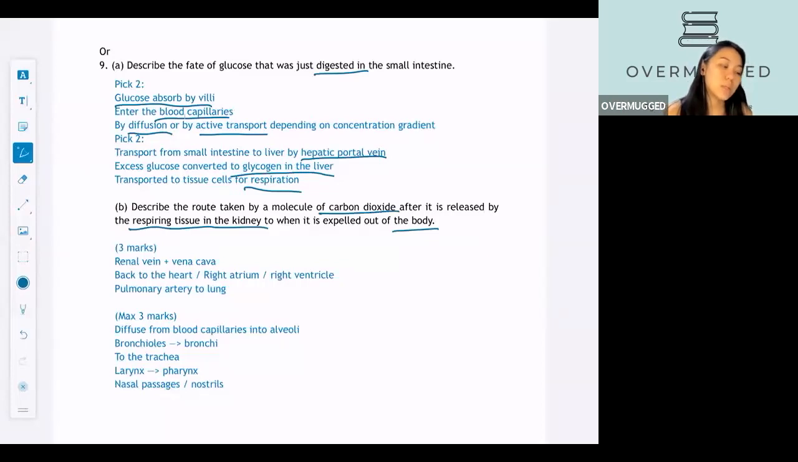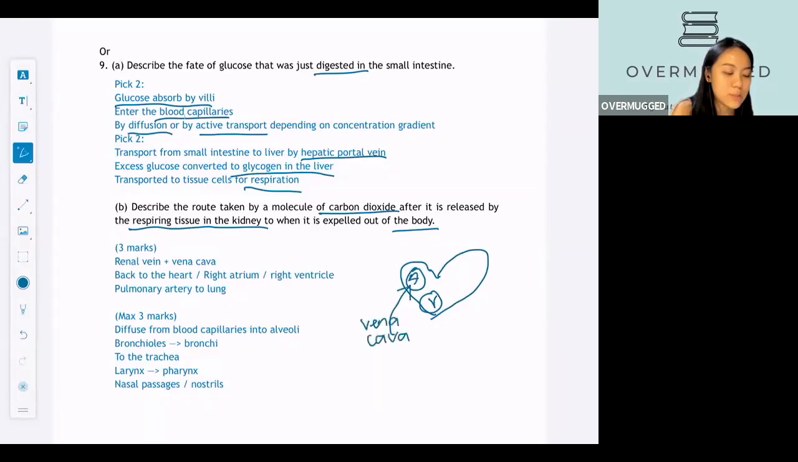So here, carbon dioxide has to be in the vein. What are the veins leaving the kidney? Renal vein to the vena cava, and then back to the heart: right atrium, right ventricle, pulmonary artery, then to the lung. Before the vena cava, you have to say very specifically that it's the kidney. So you have to know three special arteries and veins: your hepatic one, which is your liver, your renal one, which is your kidney, and your pulmonary one, which is to the lung. There are many veins and arteries, but that's what you need to know for this syllabus.